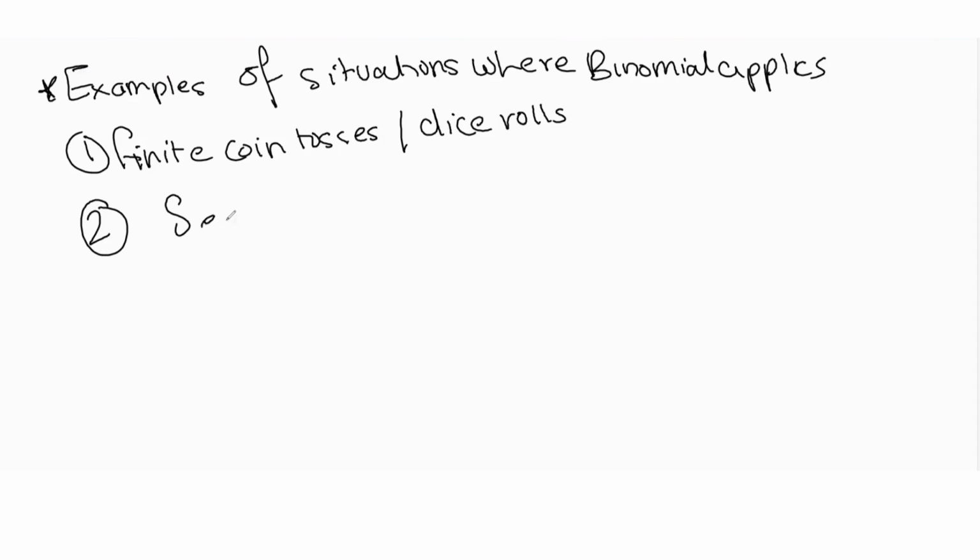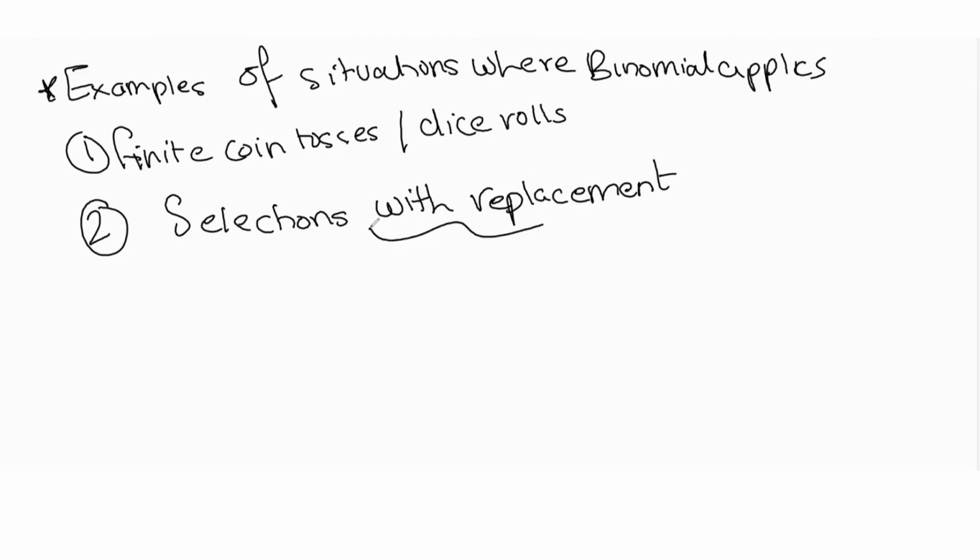And then another classic example could be selections, but specifically with replacement. So it has to be selections with replacement, it cannot be without replacement. Because if you're selecting with replacement, you have a finite number of items that you're choosing from, and because you're replacing each time, you have independent trials, and the probability of success remains constant.